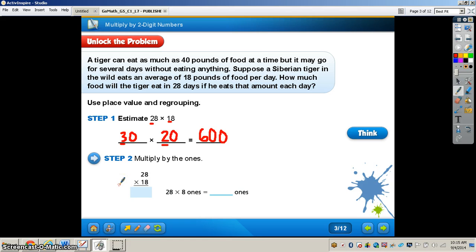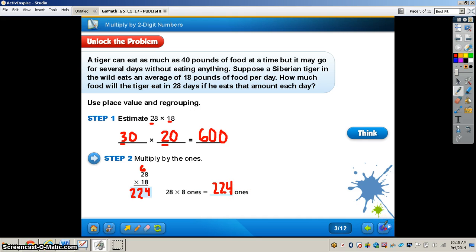Now our next step is multiplying by the ones. In other words, we're going to take 28 and multiply it by 8. And we're going to do this together. So 8 times 8 is 64. Put my 4 here, carry my 6. 8 times 2, or it's actually 20 though. 8 times 20 is 160. But it's going to be 16 the way we'll write it, plus 6 is 22. So 28 times 8 ones is 224 ones. Let's write that right in your book.